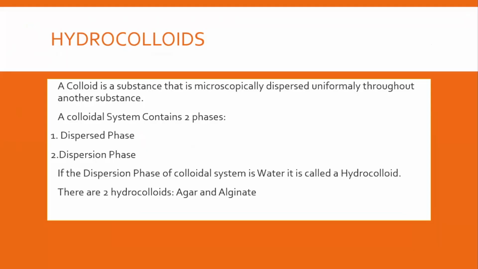Hydrocolloids. A colloid is a substance that is microscopically dispersed uniformly throughout another substance. A colloidal system contains two phases, that is a dispersed phase and a dispersion phase. If the dispersion phase of the colloidal system is water, it is a hydrocolloid. That is why hydro. There are two types of hydrocolloids that we have. One is agar, the other is alginate.